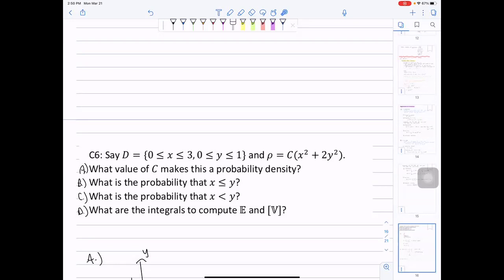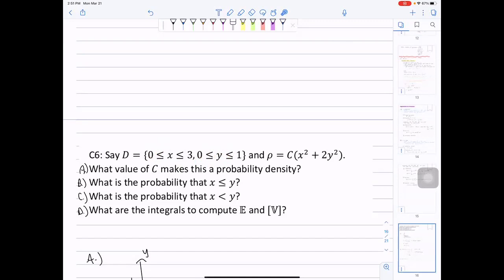Actually, I'm going to draw a region first. So they tell us that our region is x from 0 to 3. So I'm going to draw, no matter what, x is going to be from 0 to 3. So this region. But then they limit us to saying that y is between 0 and 1. y has to be between 0 and 1.